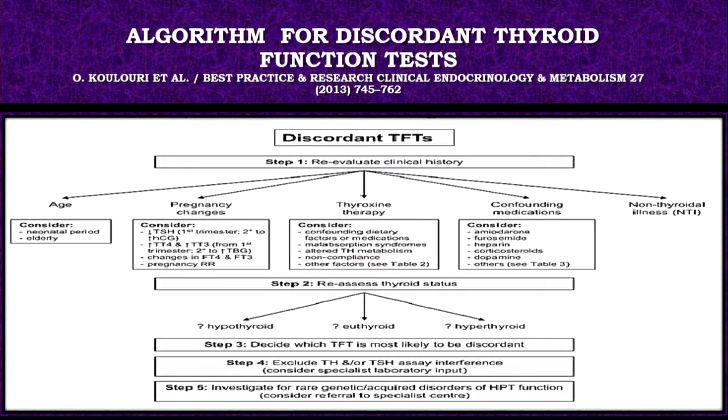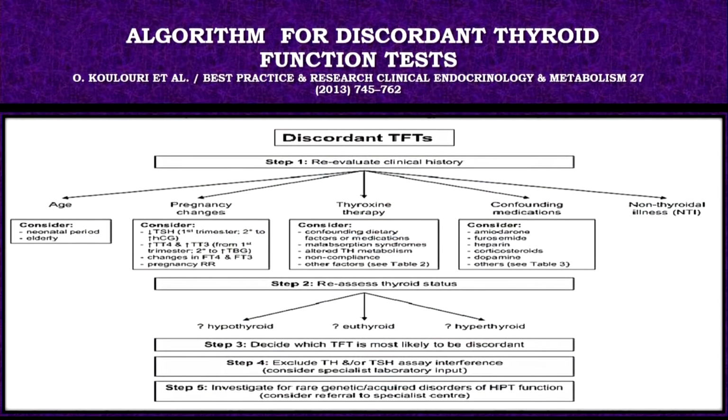Then at this point of time, you have to reassess clinically your thyroid status, the physical examination and the history. Ask the patient if he has other autoimmune disorders, if he has received some vaccination recently. Then clinically assess whether the patient has a goiter, whether he has tremors, whether he has eye signs, whether he has dry skin. See whether the patient is hypothyroid, euthyroid, or hyperthyroid. Make that up in your mind, and then decide which thyroid function test is most likely to be discordant.